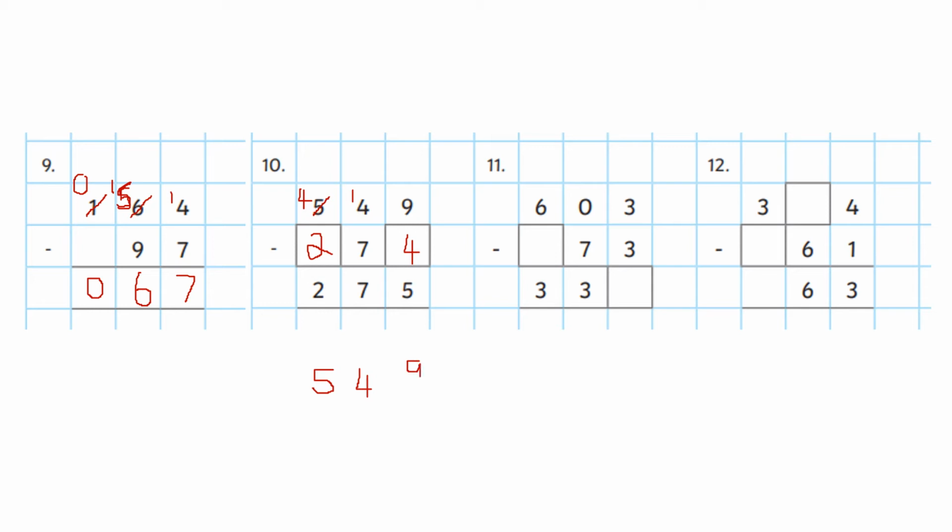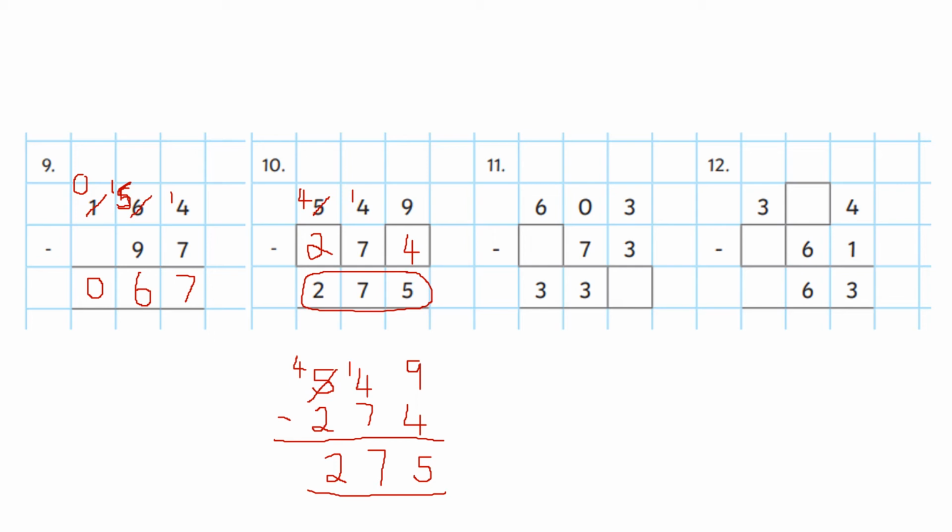549 take away 274. And let's see if it gives us that answer. So we're checking our work. 9 take away 4 is 5. 4 take away 7, we can't do it. Carry the 1 over. 14 take away 7 is 7. And 4 take away 2 is 2, which gives us 275, which is what it said up here. Okay?